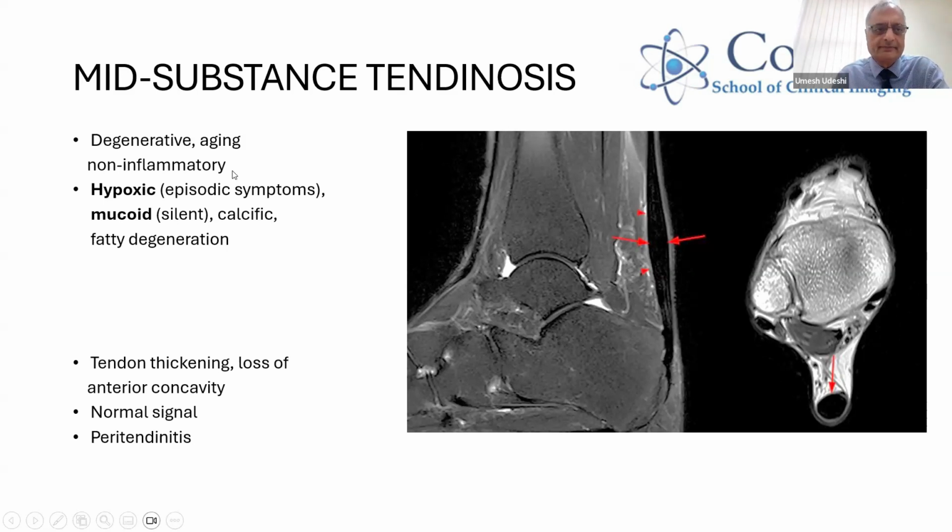It's non-inflammatory. So the causes could be hypoxic, where you may get episodic symptoms. It can be mucoid, where it is usually silent, you get no symptoms. You can get calcific tendinopathy, so you will see calcification within, or fatty degeneration. And what will you see? You'll see tendon thickening, loss of the anterior concavity on the axial image. Remember those images I was showing you had a little concavity at the front. This one doesn't, it's convex. The signal will be normal. It should be still dark, and there may be peritendinitis. There may be a little sliver of high signal around the outside.